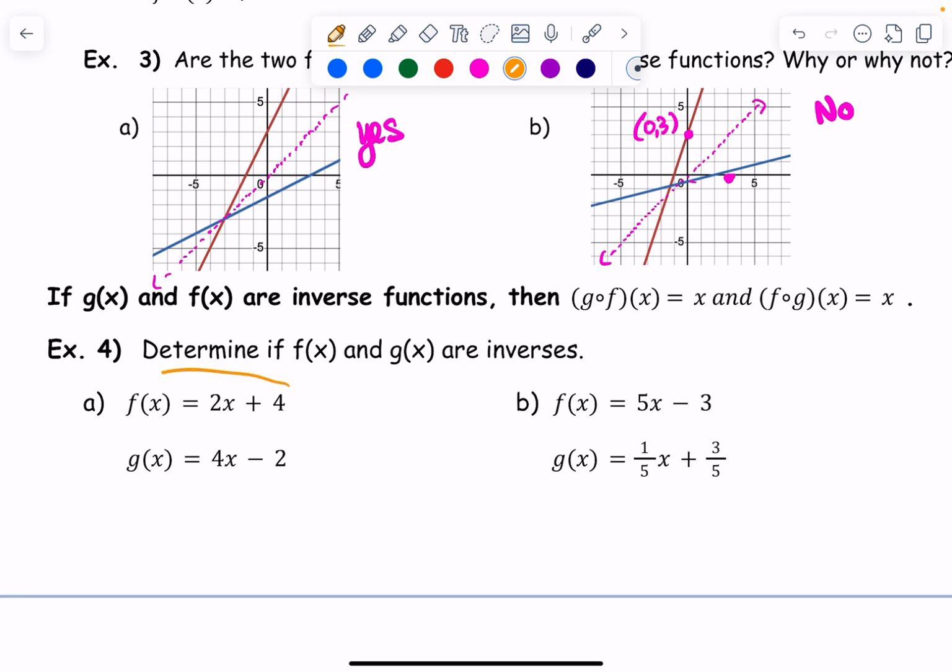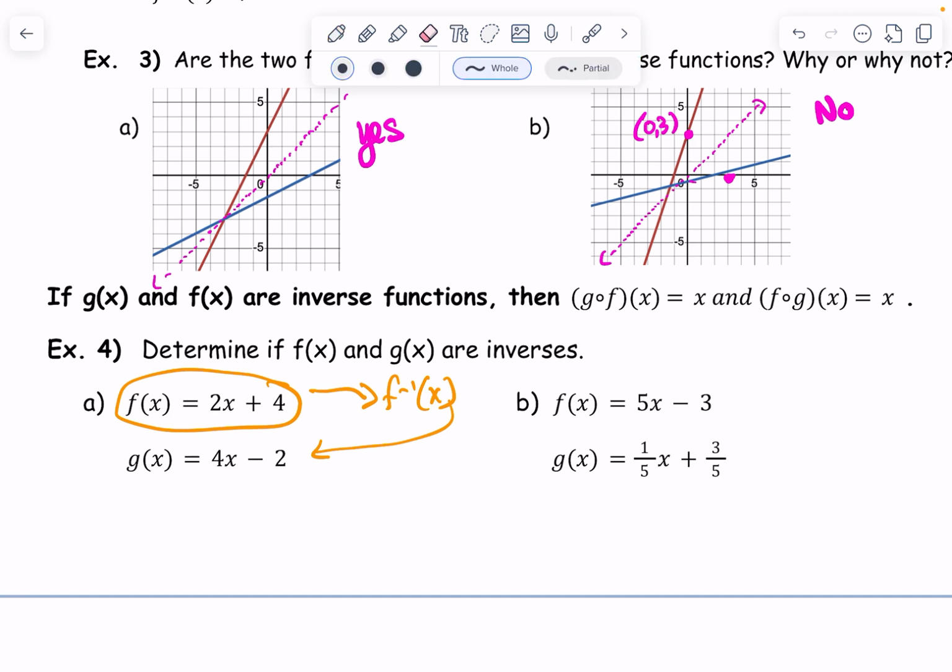So technically, could I take this, find the inverse, and see if it matched this? Yes, that is one way to do this. But I need you guys to understand how to check to see if they're inverses using composition of functions.